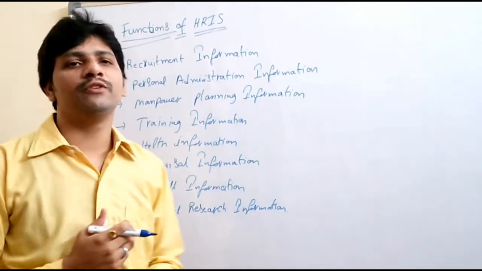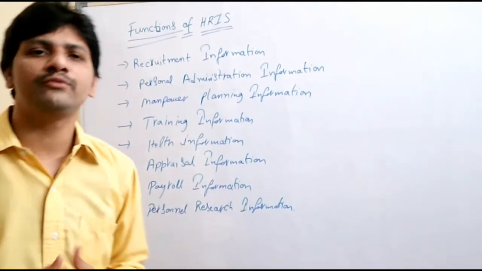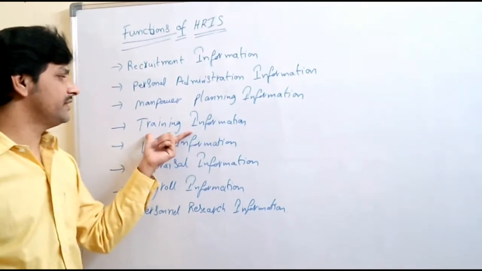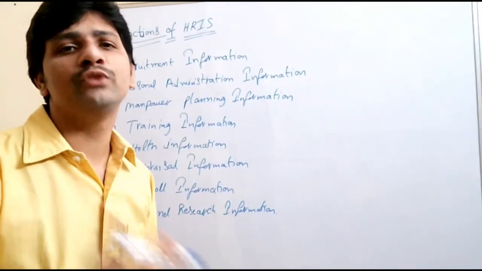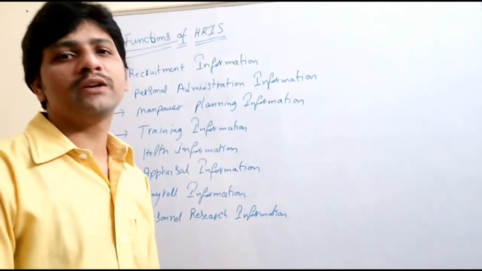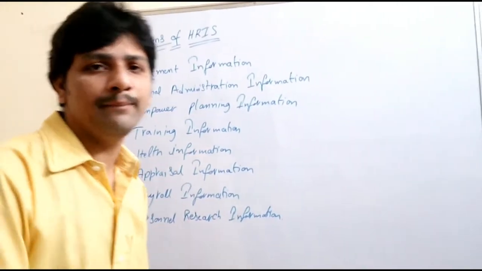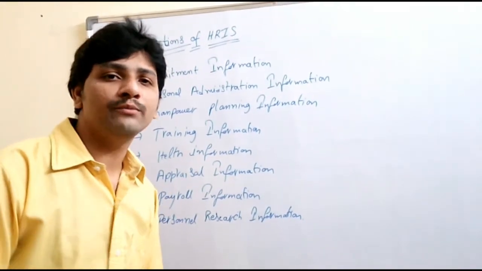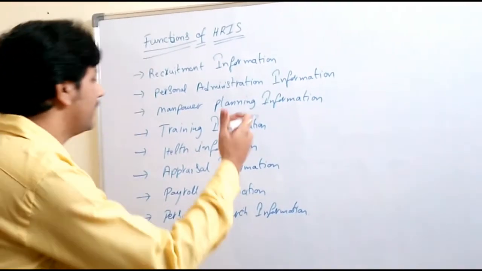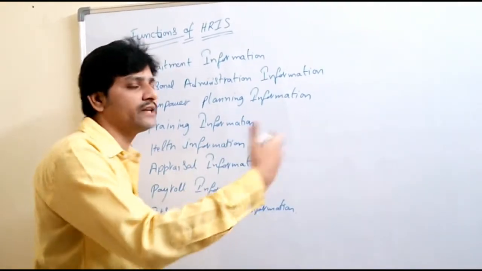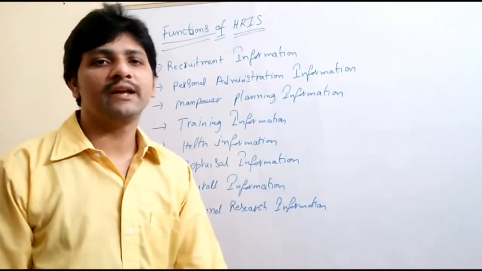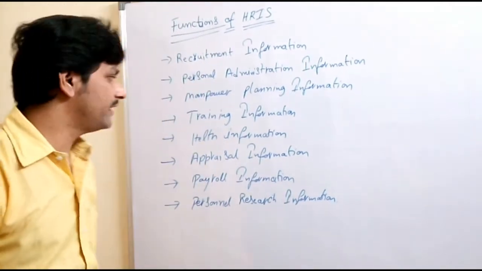Next, training information. For training information, there are two types of training information. For example, if you take any organization, the organization gives training to the employees. For that particular purpose, what is the total amount they paid, and which platform they are going to train a particular person, all those details will be stored in the training information. So anytime or anywhere, using this HRIS software, we can retrieve the training information of a particular organization.